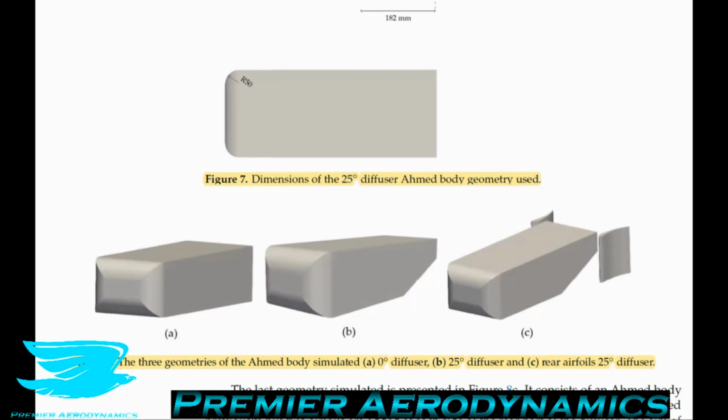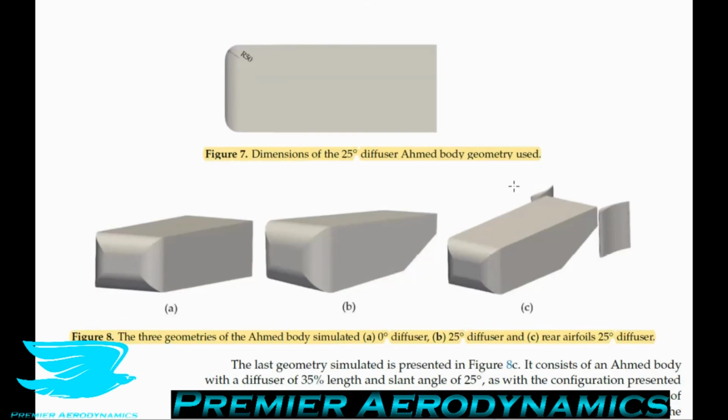The last geometry simulated is presented in Figure 8c. It consists of that same armored body with a 25-degree slant angle, but there are also 2 airfoils added at each side of the rear of the diffuser. The aim of the addition of these airfoils was to create a zone of low pressure at the back of the trailing edge of the body.